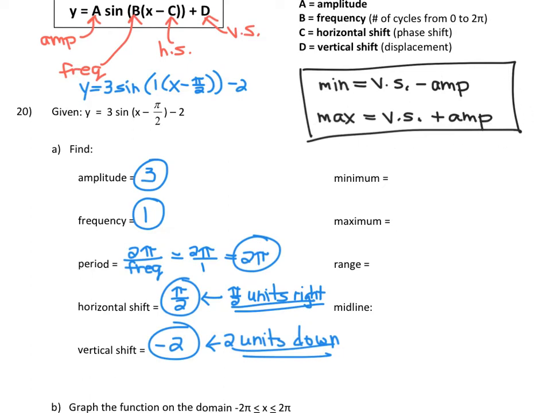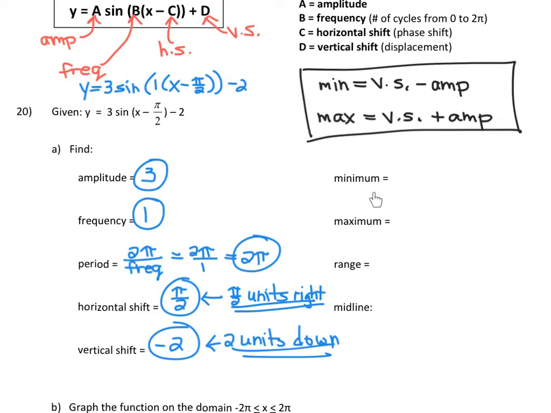Now up until this point in the packet, we haven't had any sort of shifts. We haven't had horizontal shifts. We haven't had vertical shifts. So if you wanted to know the minimum or maximum height of the graph, we knew that based on the amplitude. Like if there's no shift and the amplitude is 3, the maximum height is going to be 3, and the minimum on the graph is going to be -3. But when you have a graph that shifts up or shifts down, that's not how we're going to find the min and the max anymore. We're going to use these two formulas.